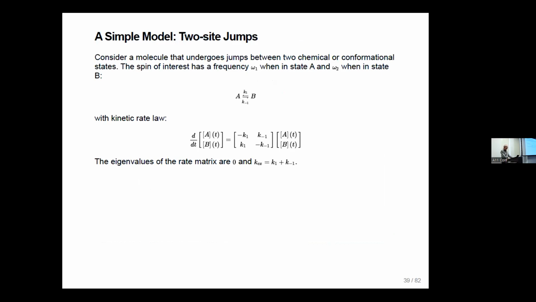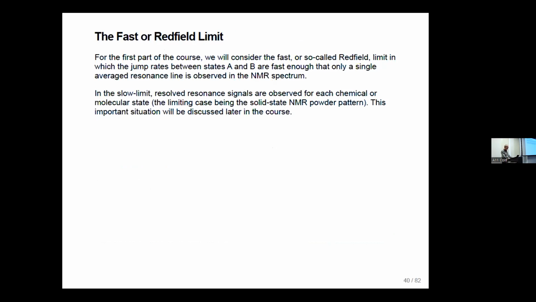Here's another simple model, 2 site jumps between 2 states. And we have one frequency in state A, another frequency in state B. Before showing you the answer, let me say that what we want to work in for the time being is what's called the fast limit or the Redfield limit, in which the jump rates between A and B are fast enough that we only see a single average resonance line.